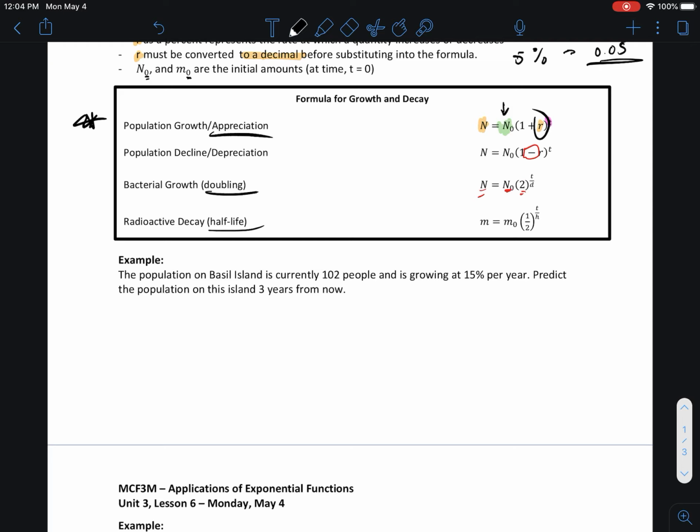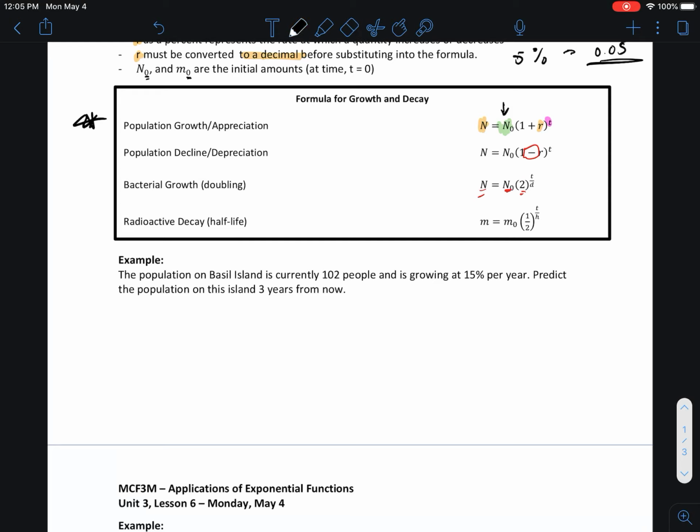And you're looking for word indicators such as doubling, or half-life, or appreciates by some percentage, or depreciates by some percentage. You're looking for keywords that are going to help you select an equation, okay? And so let's take a look at the first question.